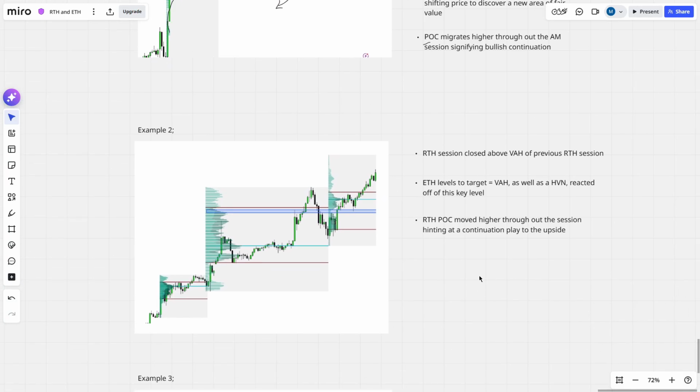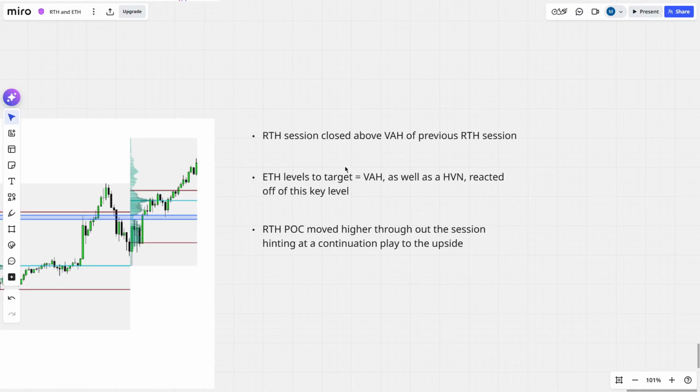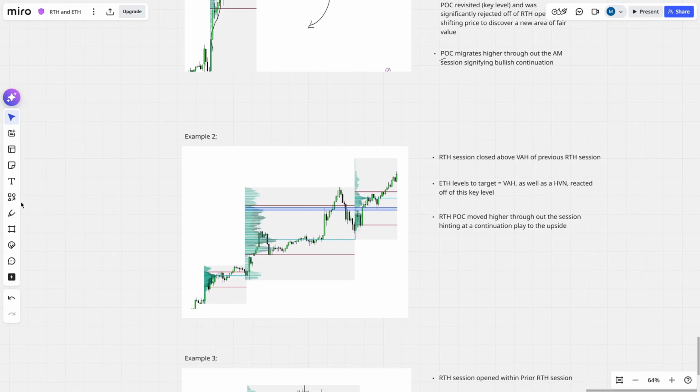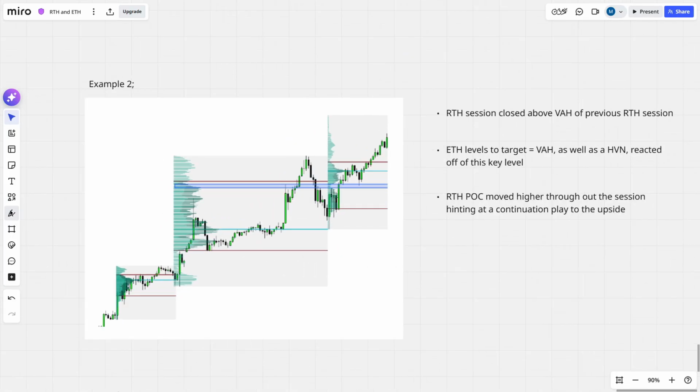So now I've actually plotted the ETH session as well as the prior RTH and the current RTH. So what can we see? So the RTH session did in fact close again above the value area high of the previous session, as we can see here, quite a way away from the previous session in terms of price. So value area low was here, closed above, we opened above.